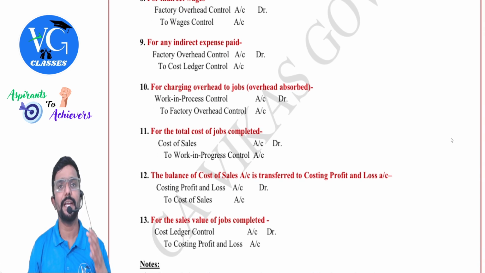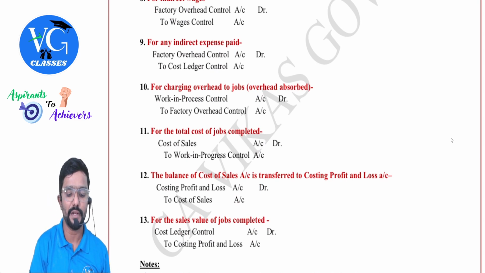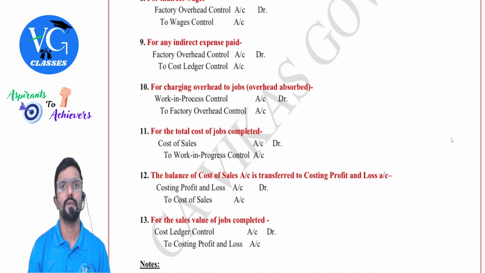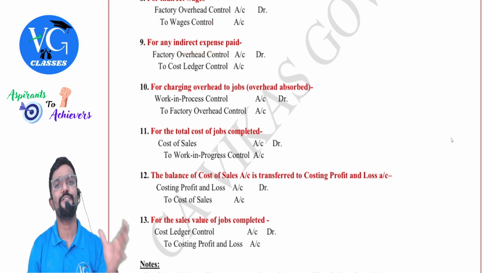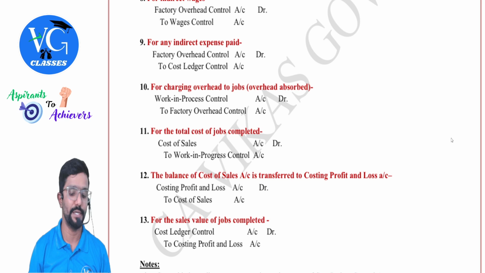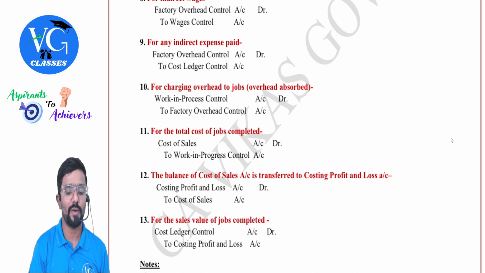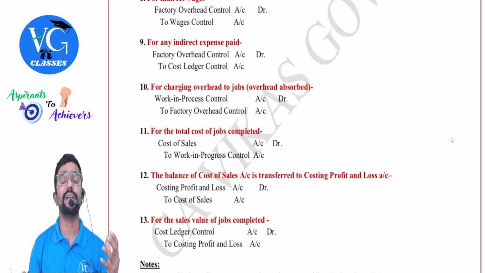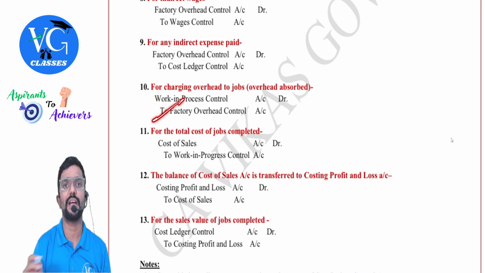Then, if there are any other indirect expenses paid, other than indirect material and indirect wages, where do we record them, sir? In factory overhead control account. Factory overhead control to cost ledger. It is nothing but any factory or production overhead incurred. Next, we are charging it, meaning we are absorbing the factory overhead. What is the entry? Whatever factory overhead is absorbed, where do we send it to? To WIP control. So who is the receiver? WIP control. Who is the giver? Factory overhead. Debit the receiver, credit the giver.